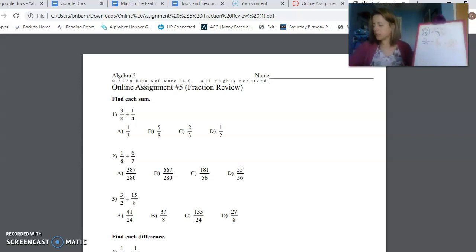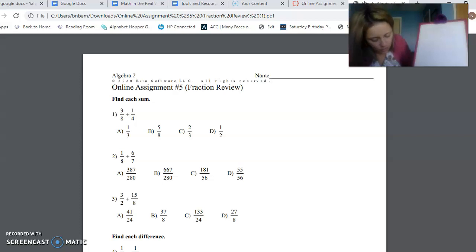Okay, so that's page 1 of that assignment. Page 2, I actually think is a lot simpler. The multiplication of fractions, I think, is probably by far the easiest of the operations.